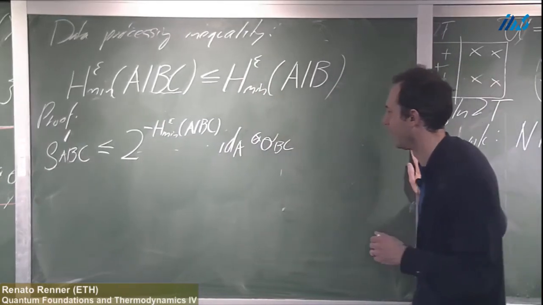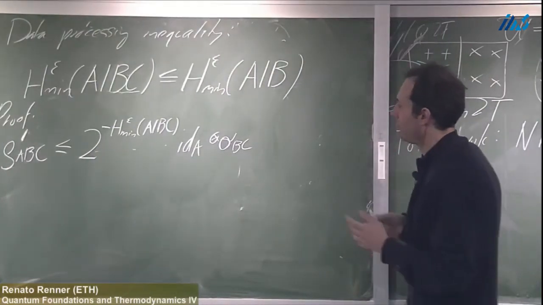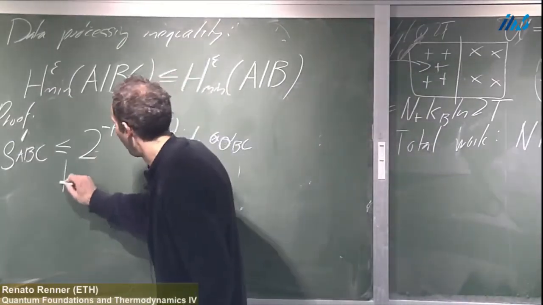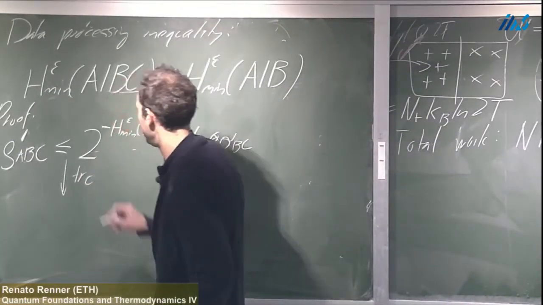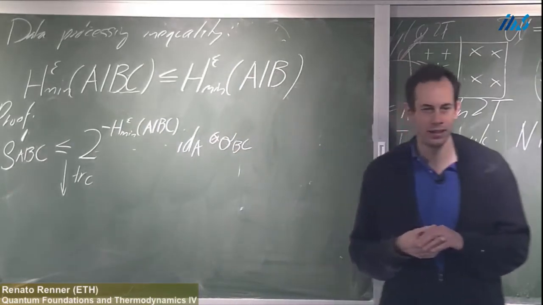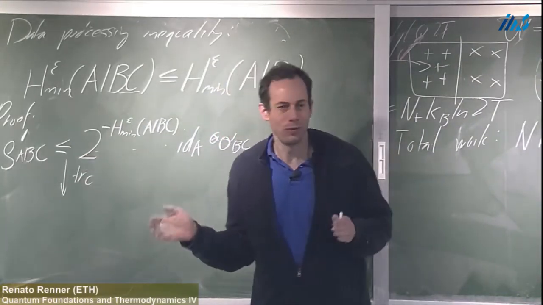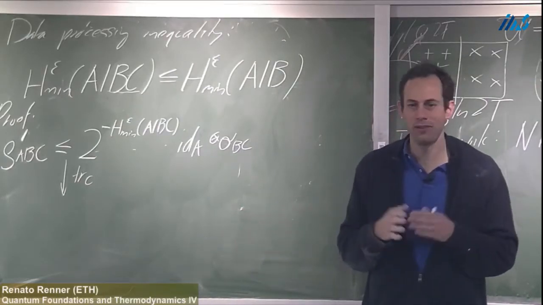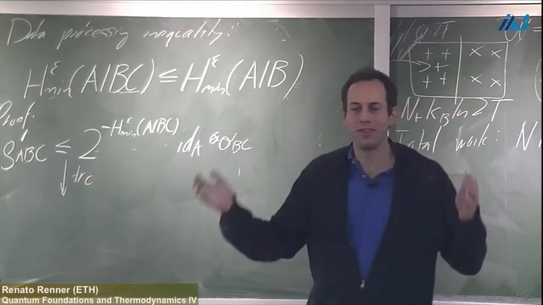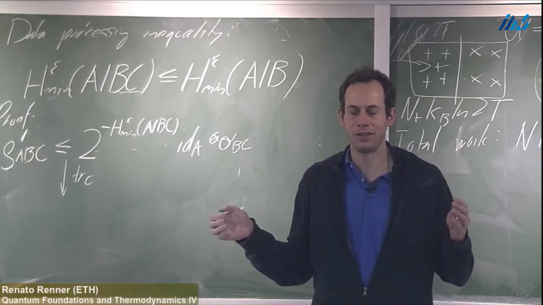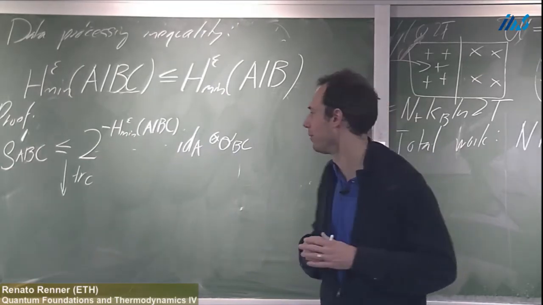I mean, I've not done anything. And now I do something trivial. I just take on both sides the trace over C. Now you can easily verify that if an operator inequality is true, and if you trace out one subsystem, then it's still true. So this just follows from the fact that if an operator is positive, and you trace out a subsystem, then it's still a positive operator.